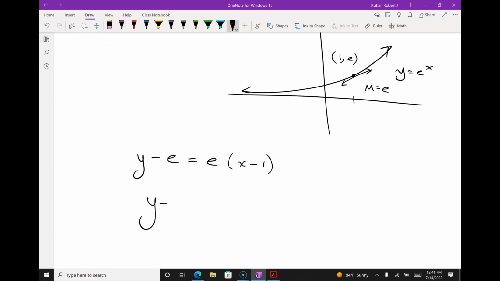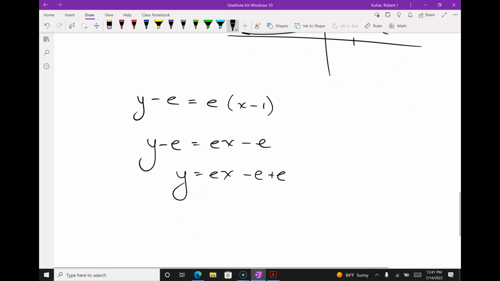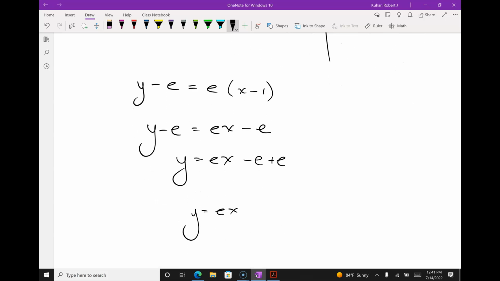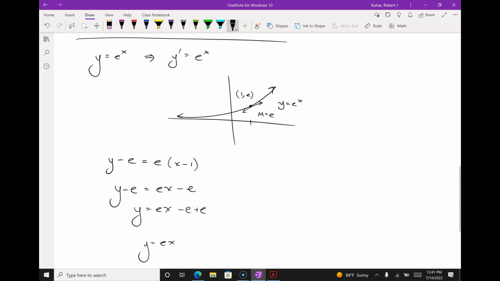So I get y minus e equals ex minus e. So I get y equals ex minus e plus e. Y equals ex. That's a new shortcut. I didn't have that one before, right? So that's a new one. Got to memorize them all. Got to have them on our formula sheets.